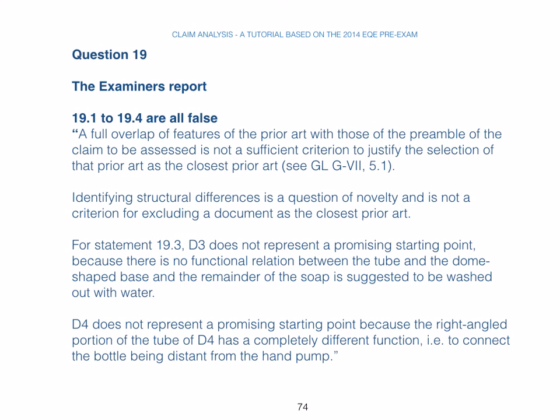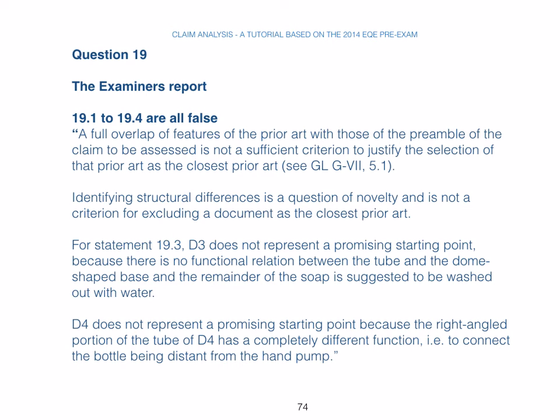Turning to the examiner's report for question 19, what do the examiners say? A full overlap of features of the prior art with those of the preamble of the claim to be assessed is not a sufficient criterion to justify the selection of that prior art as the closest prior art. And it says, see guidelines G Roman 7 5.1. Identifying structural differences is a question of novelty, not a criterion for excluding a document as the closest prior art.